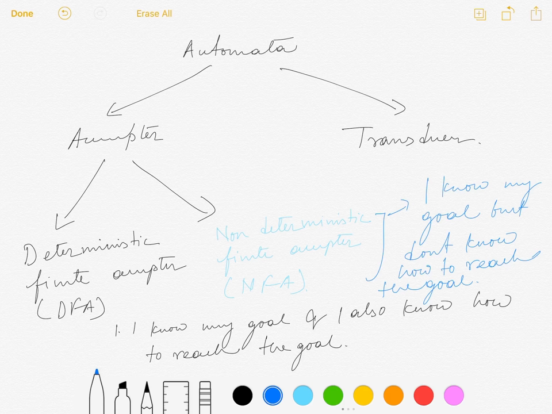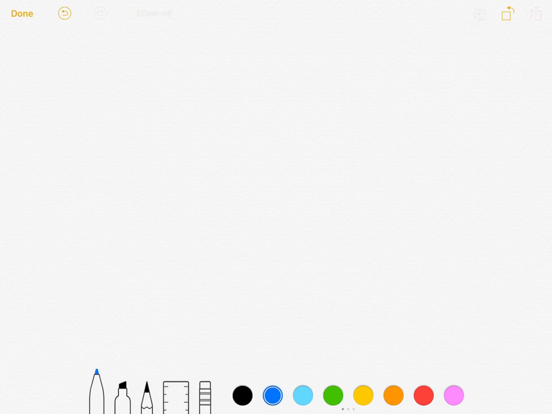Now, for a particular problem, NFA and DFA both can be possible, and there may be multiple NFAs, but there will be at least one DFA. On the other hand, we can say that DFA is a subset of NFA itself. Now, let us show how the DFA, deterministic finite acceptor, or NFA, or in general, how an automaton can be represented.